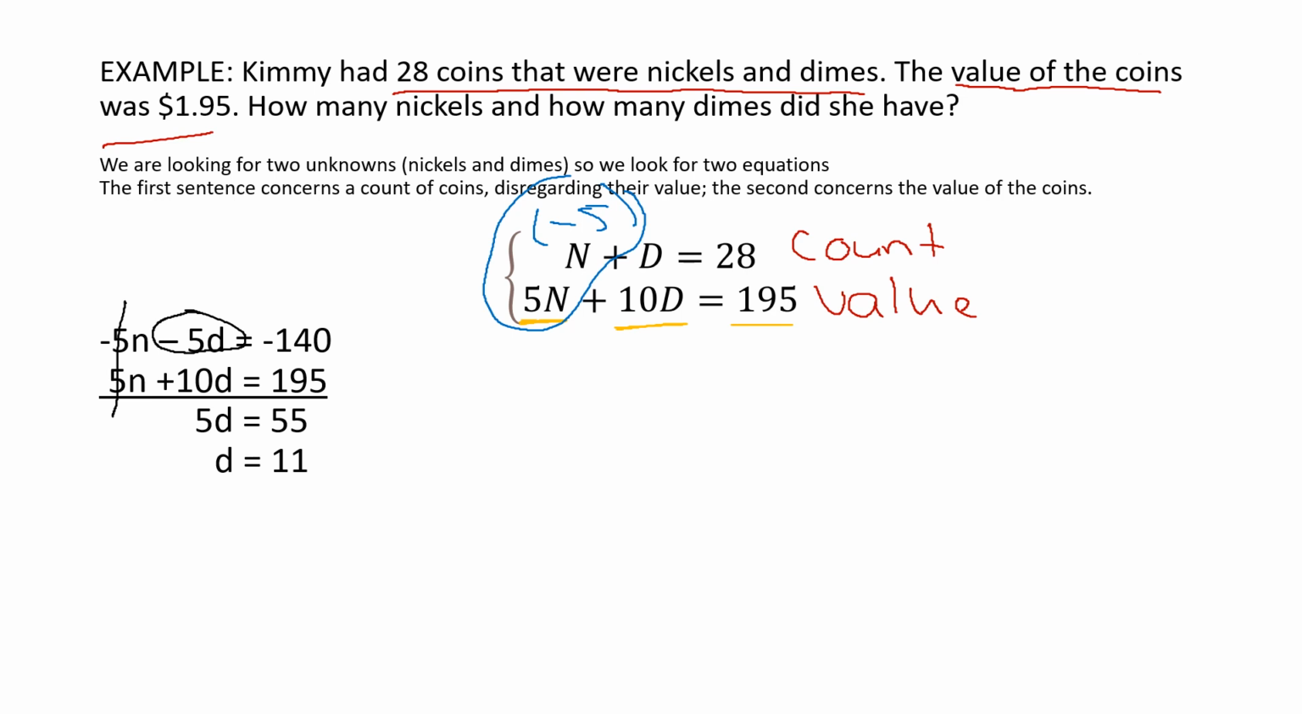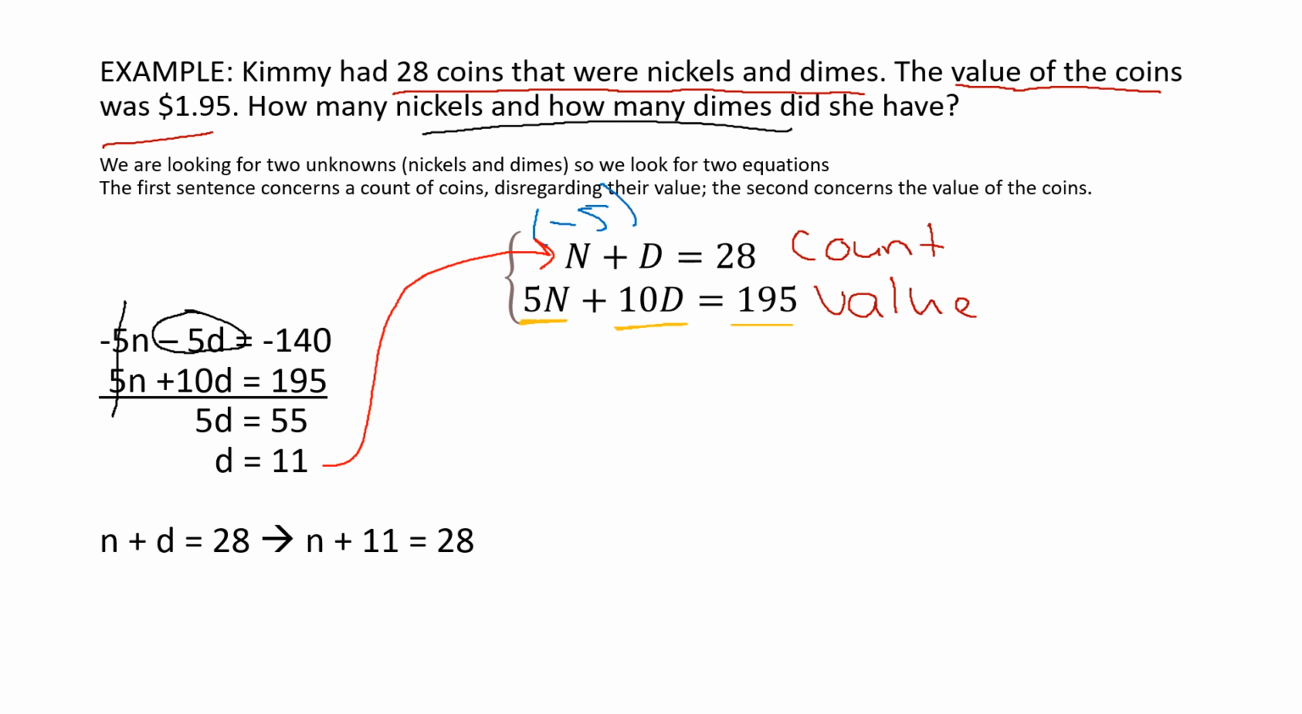But I need to know how many nickels and how many dimes she has. So now that I found how many dimes I have, or she has, I am going to plug that value in here to solve for the amount of nickels. So nickels plus dimes equals 28. I'm going to replace my d with 11 because that's what I solved. So n plus 11 equals 28. I need to move that positive 11 over. When I move it over, it becomes negative. So 28 minus 11 is 17.